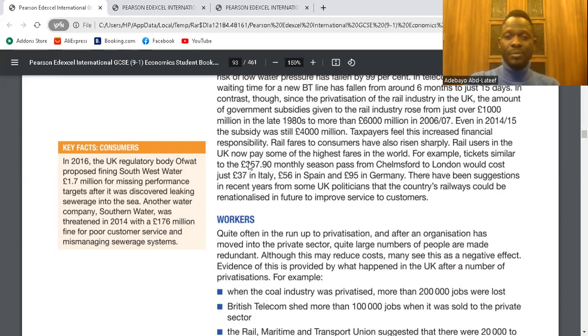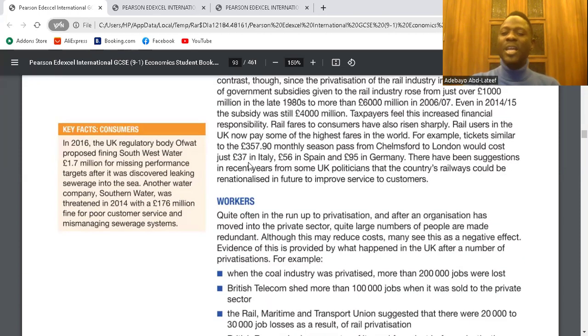For workers, how does privatization help workers? Quite often in the run up to privatization and after an organization has moved into the private sector, quite large numbers of people are made redundant. Although this may reduce costs, many see this as a negative effect. Evidence of this provided is what happens in the UK.